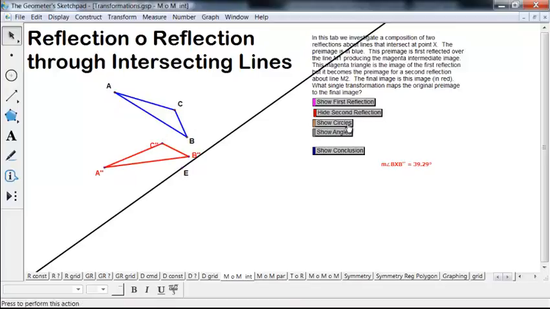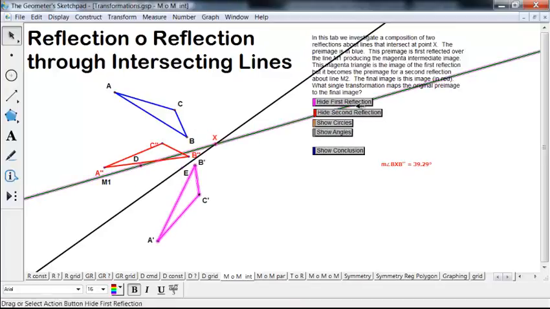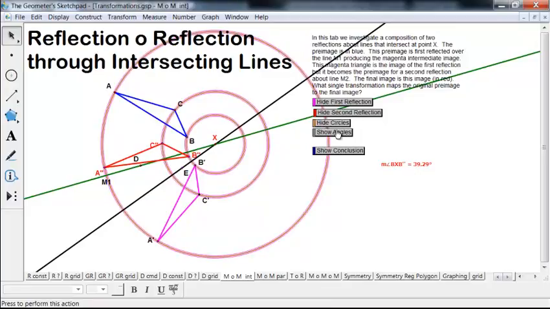Well, let's see here. If X is the center of the rotation, could it be? Maybe it is. If it is the center of the rotation, we should be able to take circles centered at X, going through A should go through A double prime. In fact, notice, look what happens. If we center a circle at X, that circle contains A prime and A double prime.